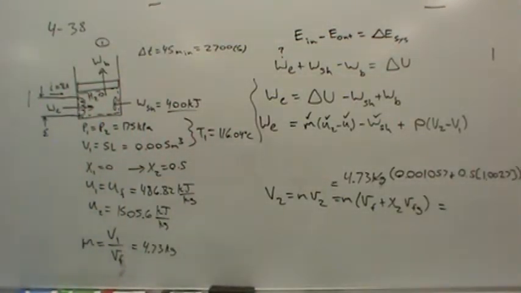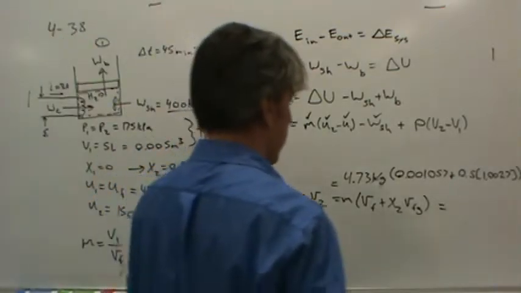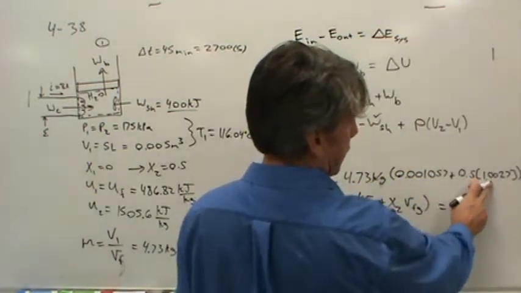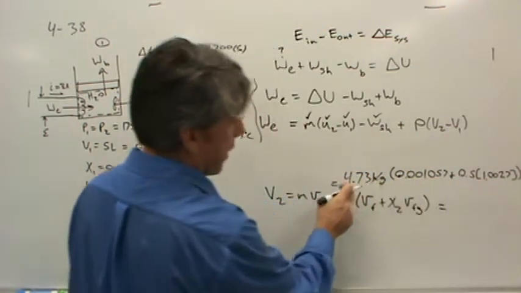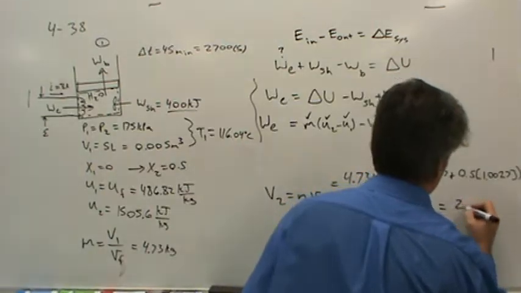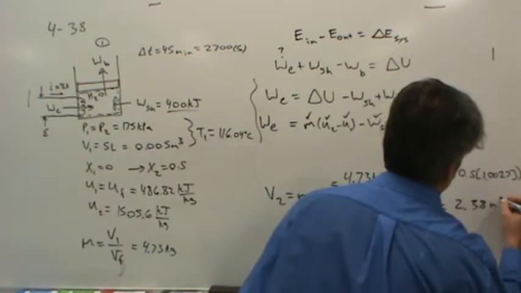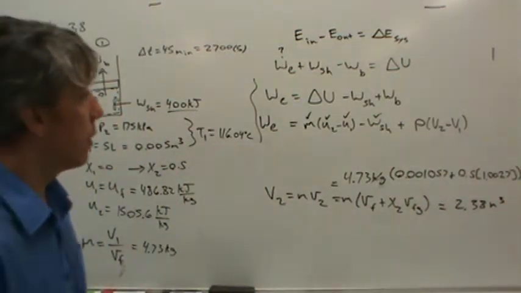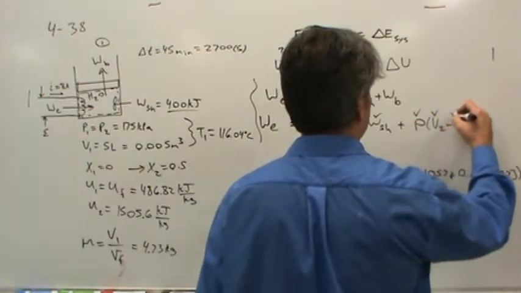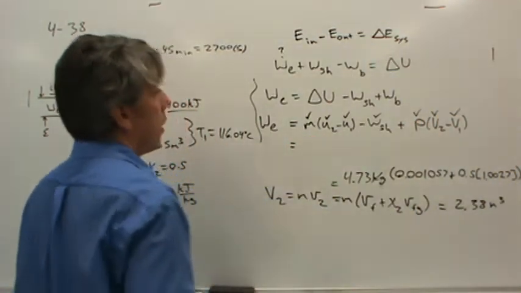How much is the volume in state 2? I got 2.38. 2.38? I believe so. That should be about right. This is about one, this is about a half. So it's going to be about half of that number. So 2.38 cubic meters. Yep. Well, now we've got everything we need. We can plug and chug, so let's do it.